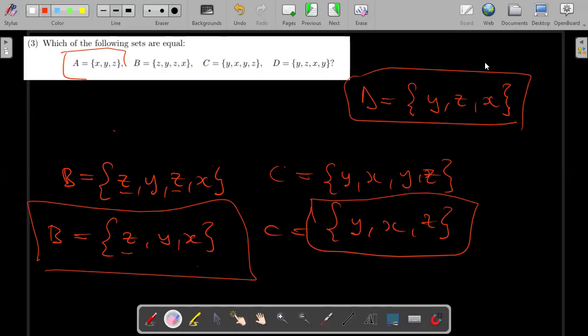Let me disable something here. Okay, right. So if you have a question, you're free to ask. Yeah, but then we're saying all these three sets are equal. So what we're saying is A, therefore B, C, and D are equal, because they all contain the same elements.